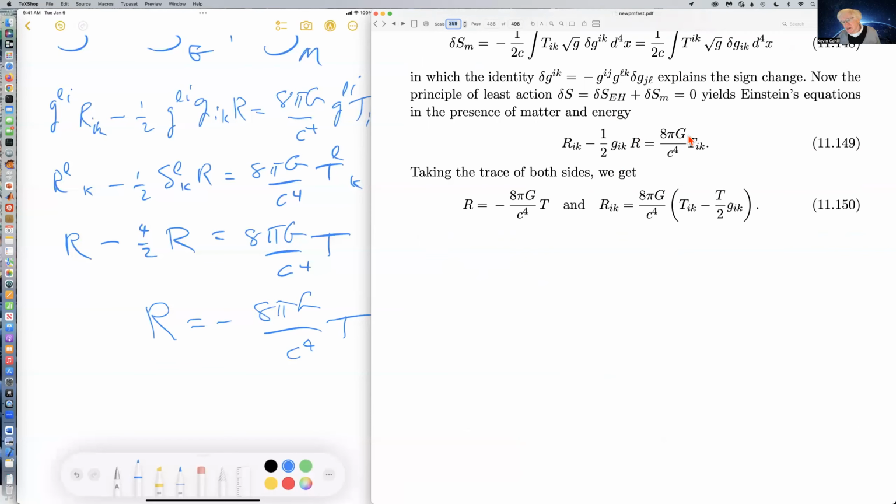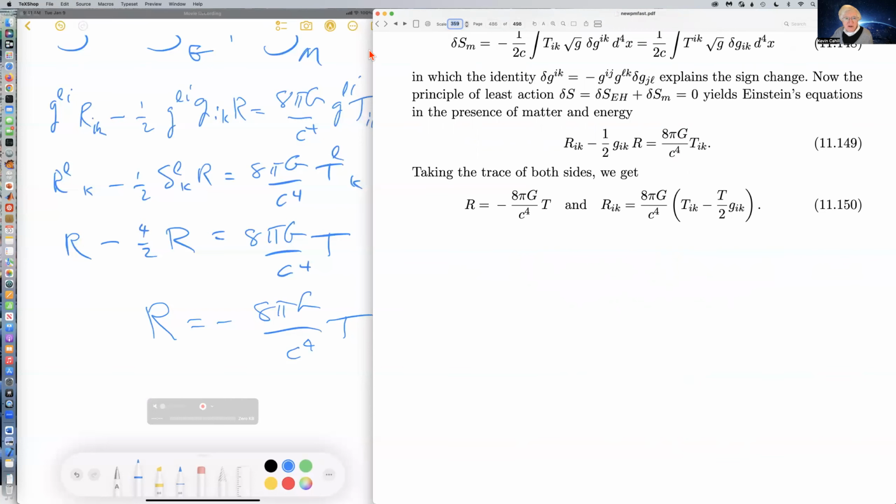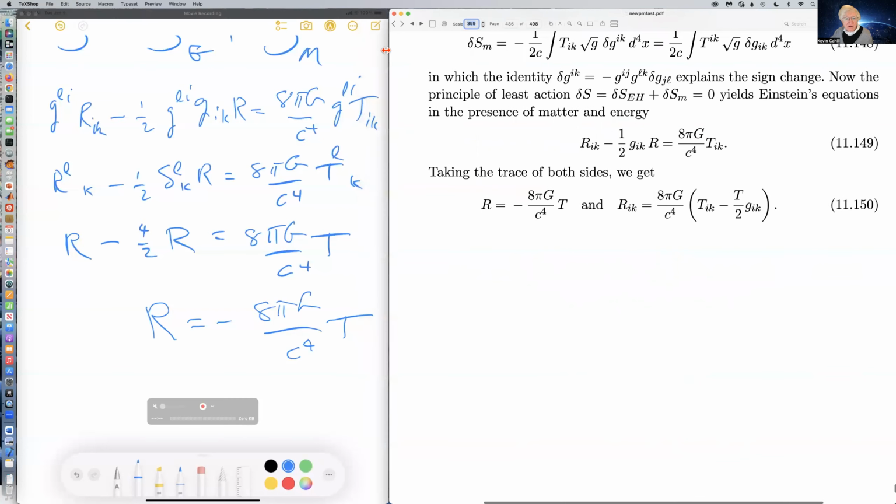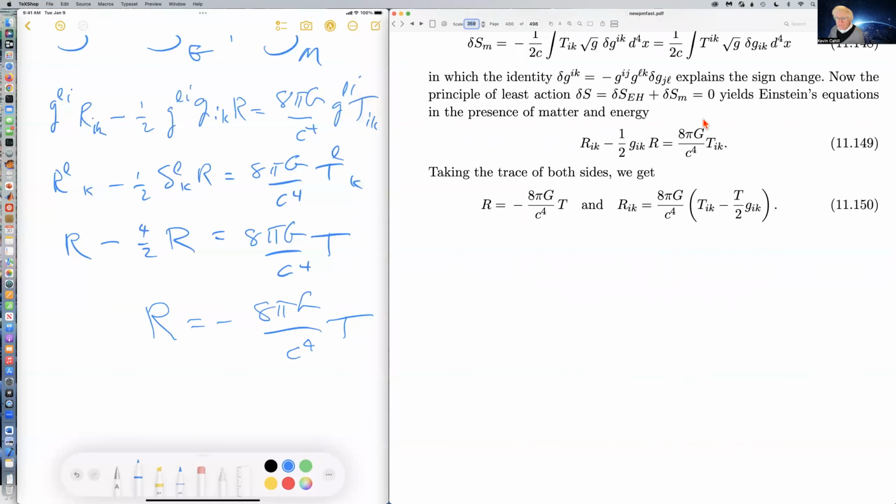And what you see is we have this very small number here, G, which is Newton's constant, which is very small, and then divided by c to the fourth, and of course c is huge. So this tells us that the change in the gravitational field due to even a quite big change in the energy momentum tensor is very small.